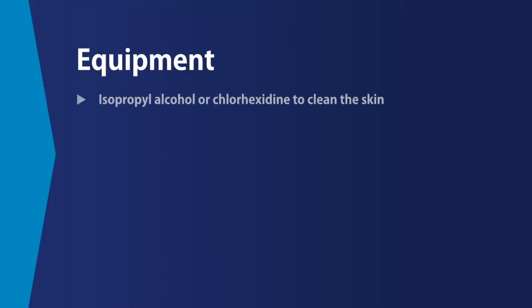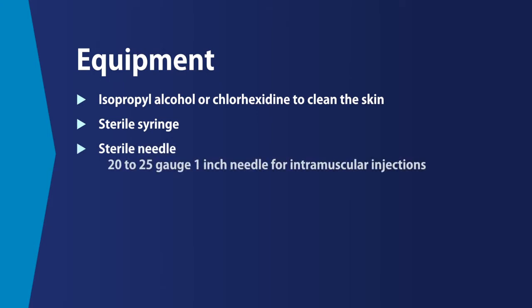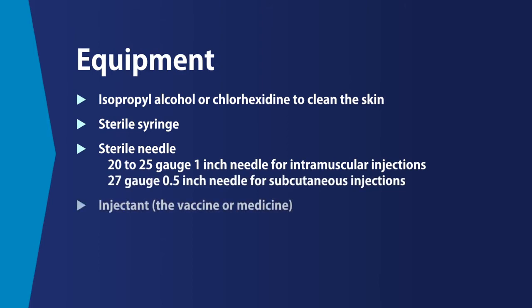Necessary equipment may include isopropyl alcohol or chlorhexidine to clean the skin, a sterile syringe, a sterile needle. This can be a 20 to 25 gauge 1-inch needle for intramuscular injections and a 27 gauge half-inch needle for subcutaneous injections, the injectant, which is the vaccine or medicine, and a bandage and gauze.